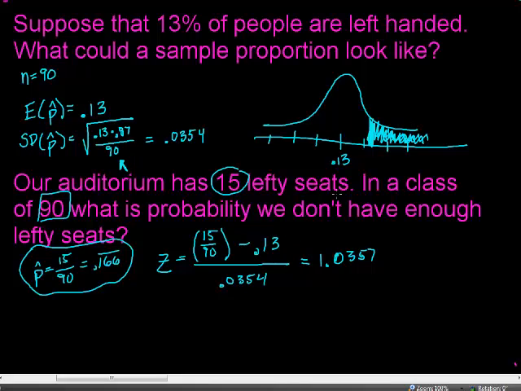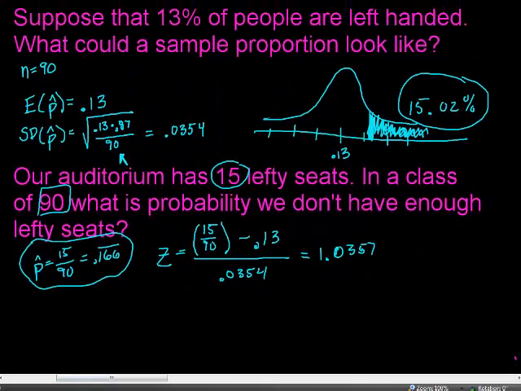And I get that there is a 15.02% chance that I do not have enough lefty seats. Okay, so again, I took the 15 out of 90, and that was the 16% that my sample showed. And I found out that that's not really an unusual sample based on this model here. And I found the probability that it was higher than that, and that's where I got the 15.02%. Okay, so hopefully that problem makes sense to you.